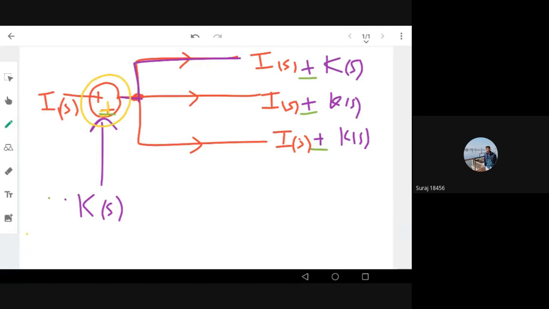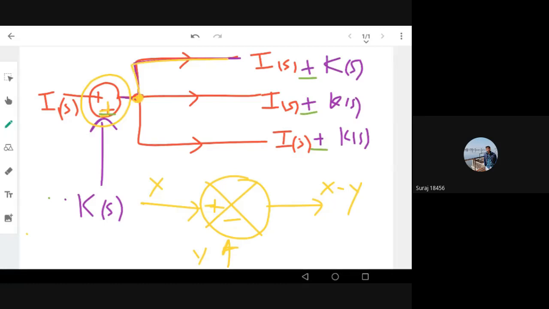Right? Usually we represent it like this, a block and a cross. So one input is coming here. If it is plus, I can write plus here because this is being added in the output. And there is a feedback loop coming. It is minus. I can say minus here. Now the output is here, right? So this is x. This is y. The output is x minus y.